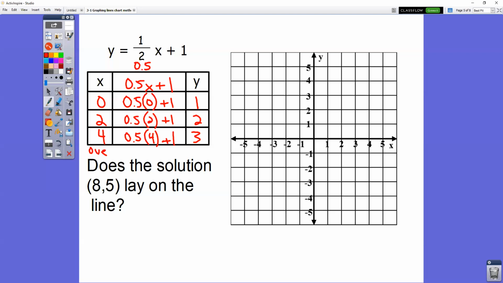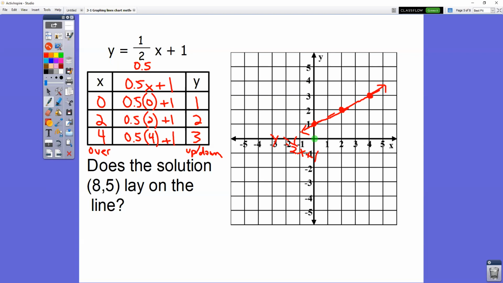Remember, our x value is how many go over. Our y value is how many go up or down. Remember, again, we are starting right in the middle at that green dot. So when we go to graph it, starting in the middle, over 0, up to 1, put a dot. 2, 2: starting in the middle, over to 2, up to 2. 4, 3: starting in the middle, over to 4, up to 3. Again, your 3 dots should form a straight line. These do. Put your arrows on the ends and label your line.